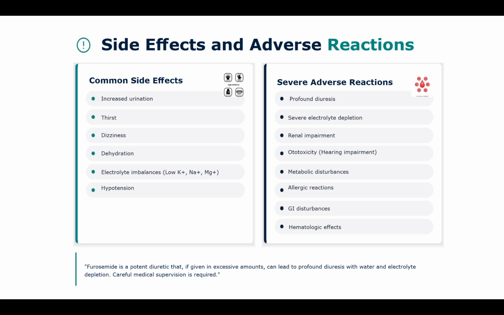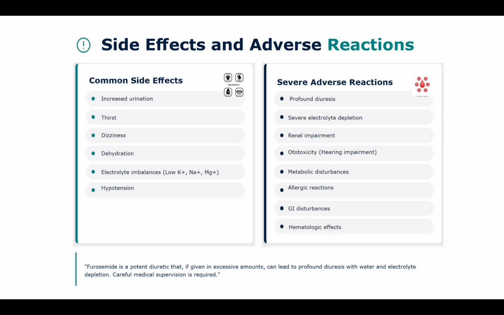Hypotension and syncope: excessive fluid loss can cause a sharp drop in blood pressure, leading to orthostatic hypotension, severe dizziness, and fainting. Ototoxicity: in rare cases, especially with high doses, rapid intravenous administration, or concurrent use of other ototoxic drugs, furosemide can cause transient or even permanent hearing impairment, including tinnitus.